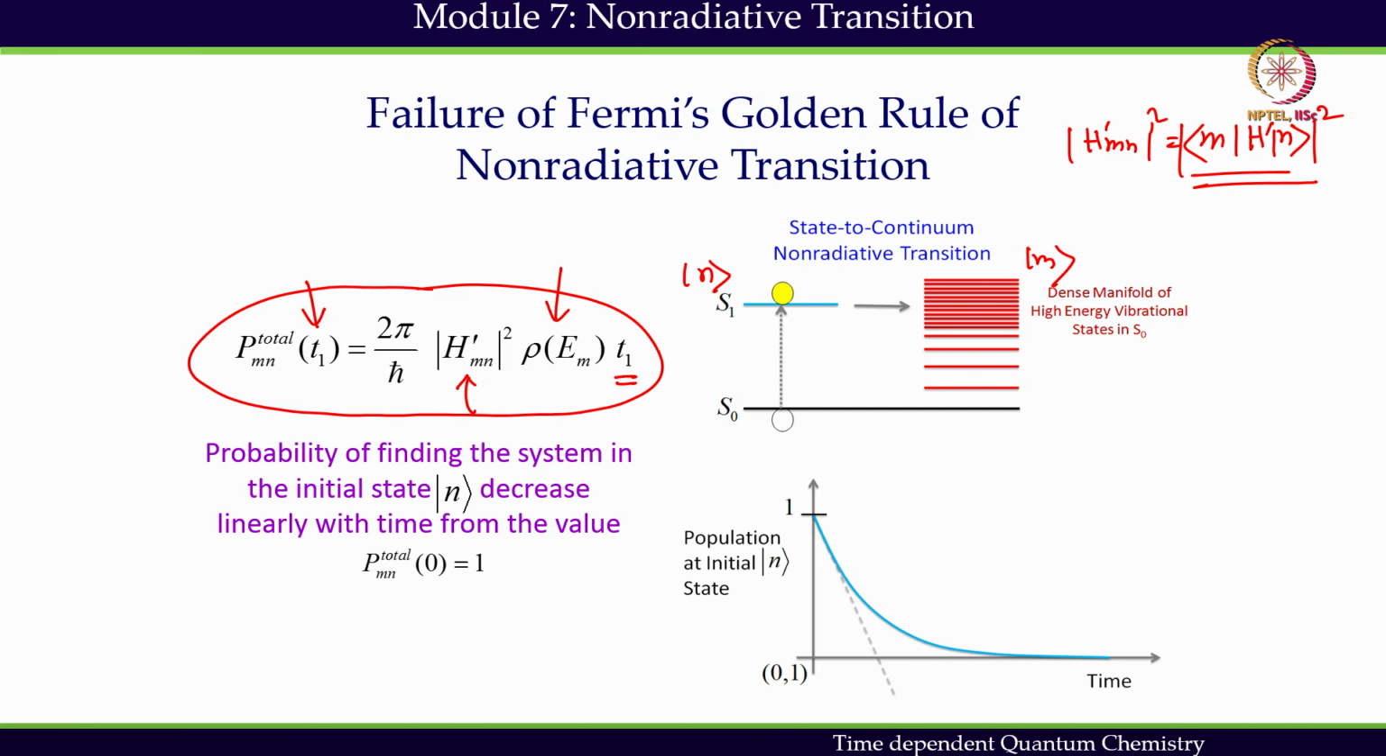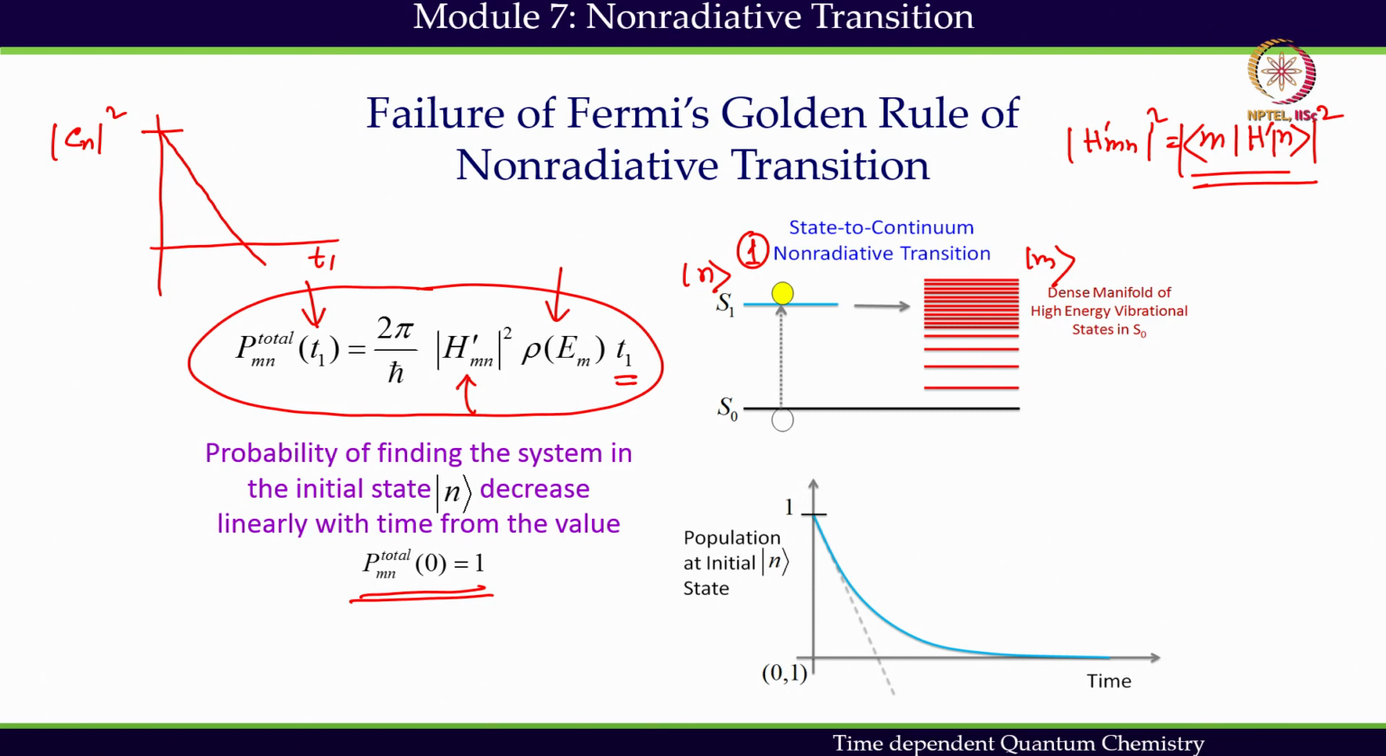So, consequently, the probability of finding the system in the initial state must decrease linearly with time from the value p 1. So, we can consider that I had a population 1 in the initial state, and according to this equation, that initial state population should linearly decrease as a function of time. So, this is the population in the nth state, the initial state, and this is the time T1. As I increase the time of interaction, it will just linearly decay.